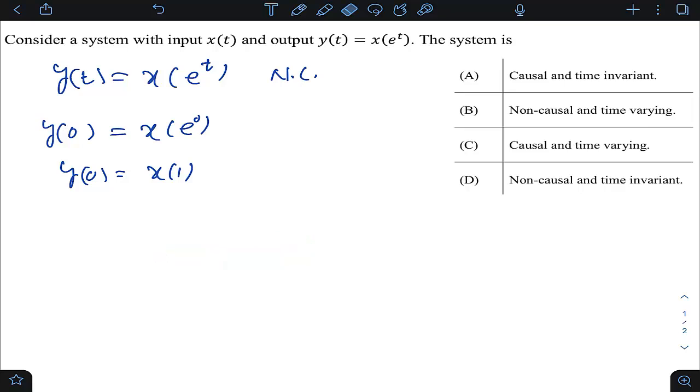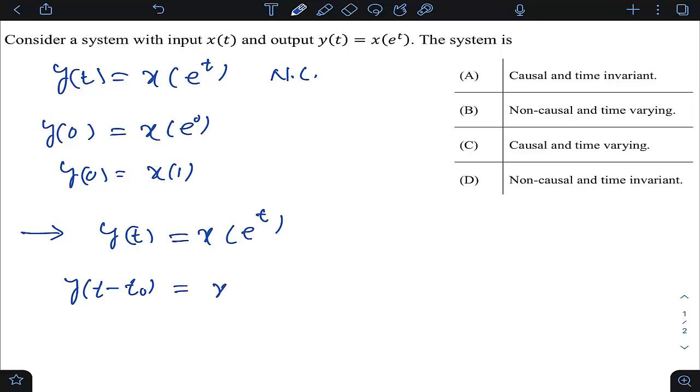Now let us check the time invariance and time variant property. Here the equation is y(t) equals x of e raised to power t. First, what is the delayed version of the output? In other words, what is y of t minus t naught? Wherever t is there, you have to replace it by t minus t naught. So if you replace t by t minus t naught, you get this. This is the delayed output.